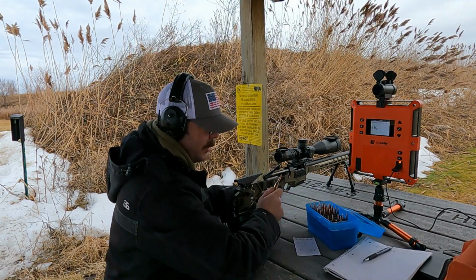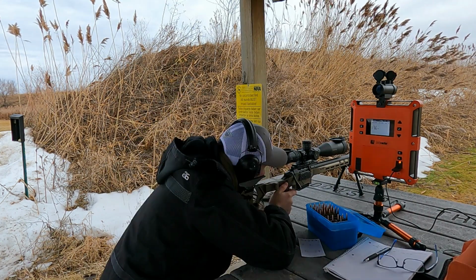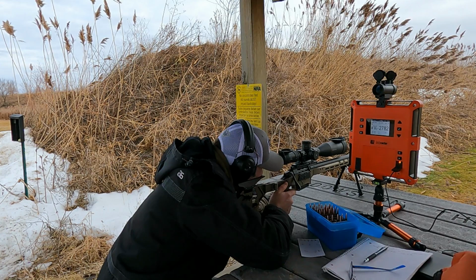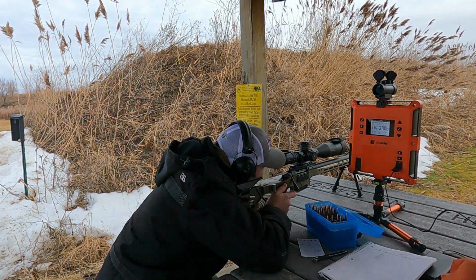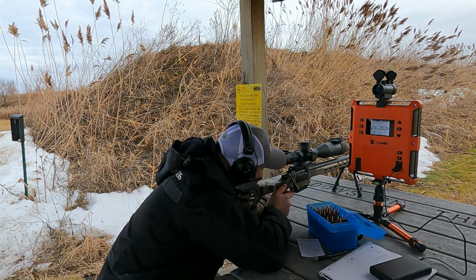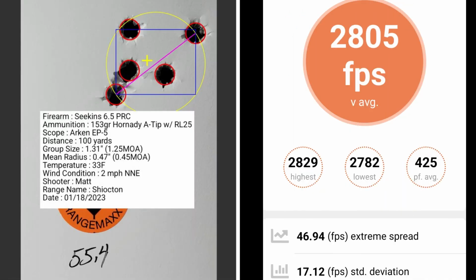This 5-shot group is going to be with 55.4 grains of powder. At 55.4 grains of powder, I had a group size of 1.25 MOA with a mean radius of 0.45 MOA. The average muzzle velocity was 2805 with an extreme spread of 46.9 and a standard deviation of 17.1.